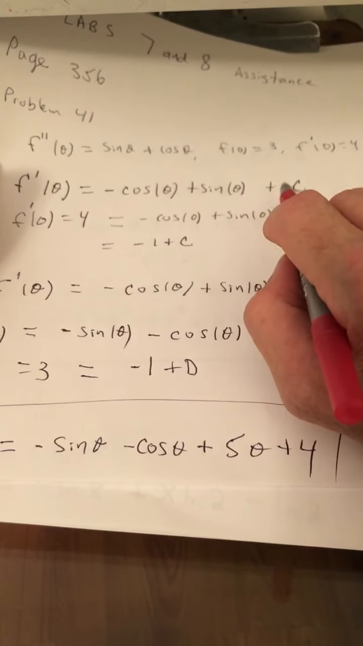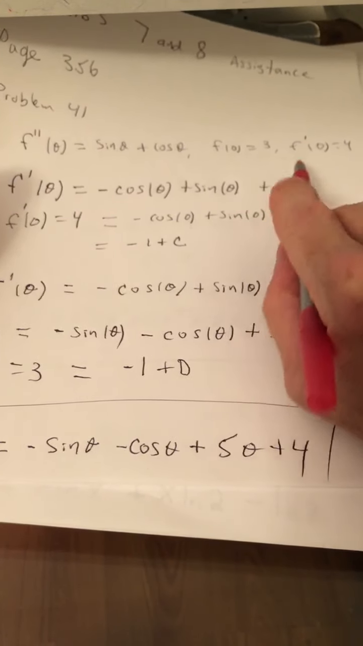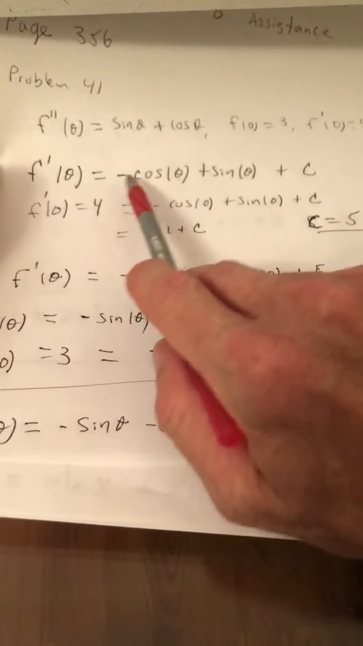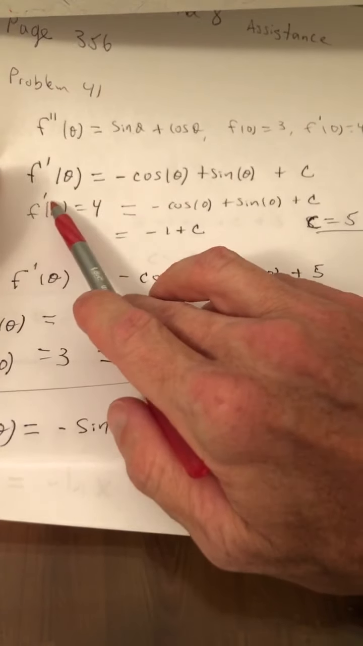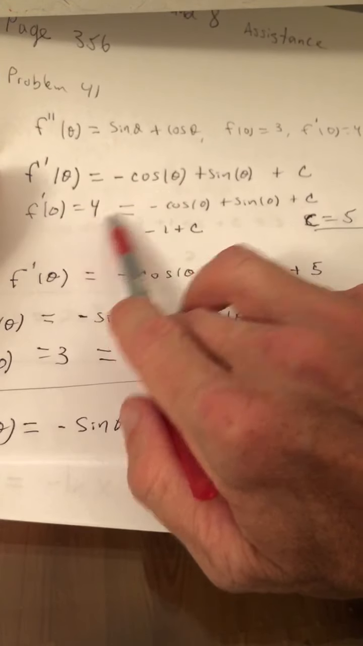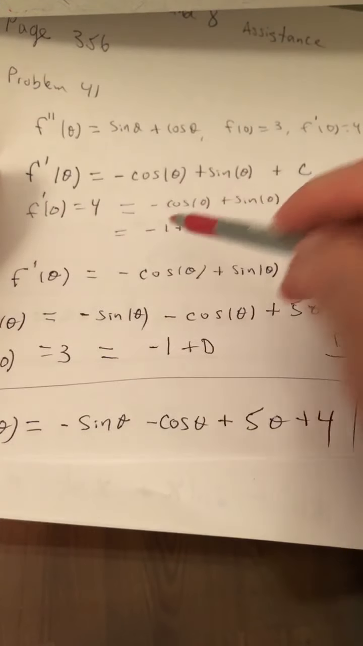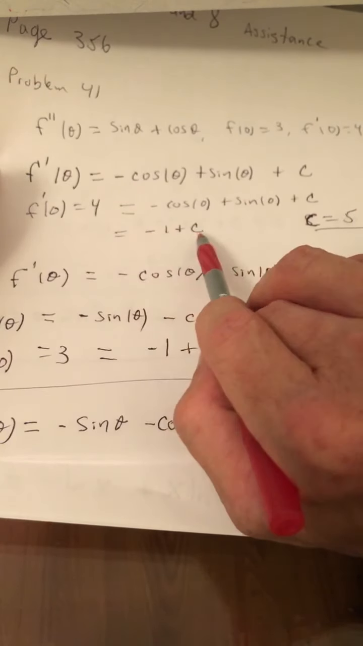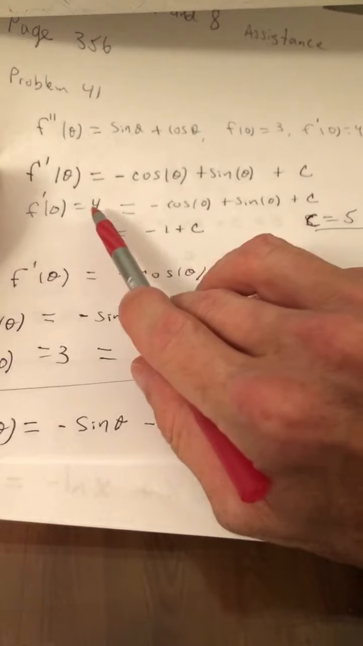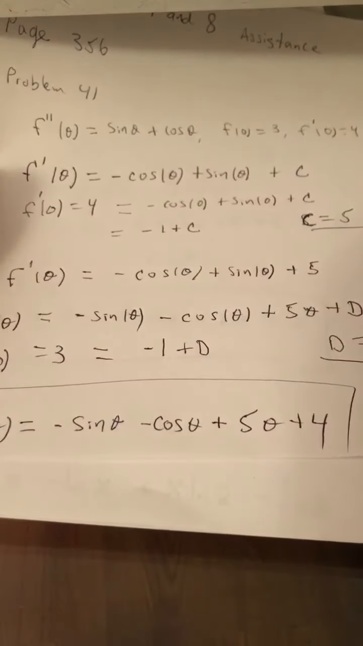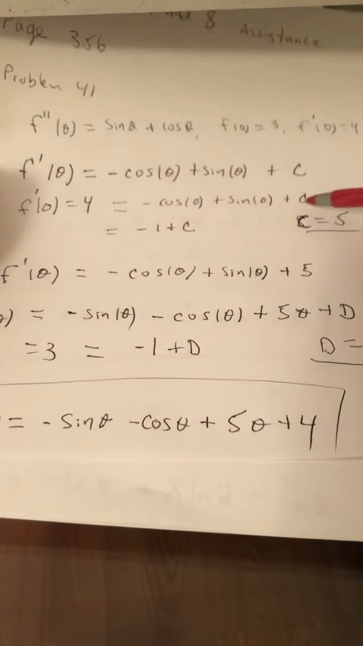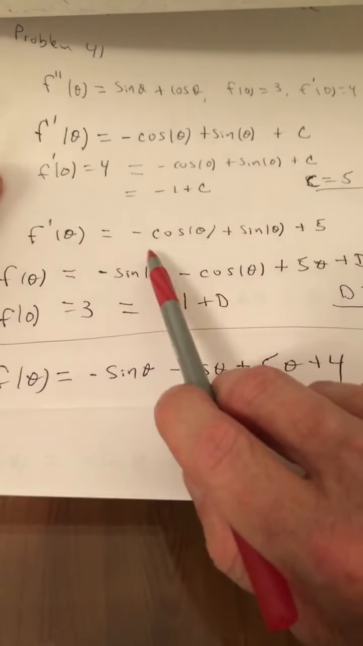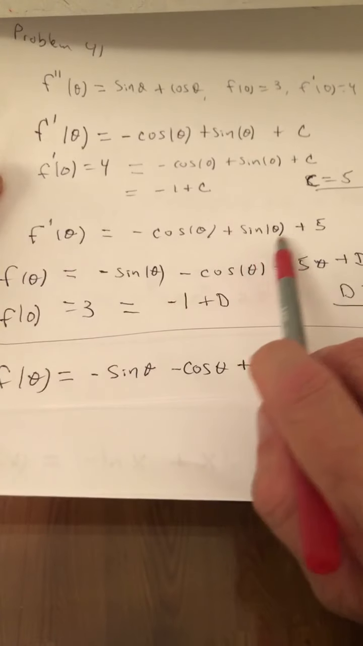So as of this moment, we can now determine C because we know f prime of 0 is 4. So right now, plug in 0 for theta. F prime of 0 is 4. Plug in 0. Well, cosine of 0 is 1, so we have negative 1. Sine of 0 is 0. Negative 1 plus C is 4. Therefore, C is 5. So I know now that C is 5. So therefore, f prime of theta is negative cosine theta plus sine theta plus 5.